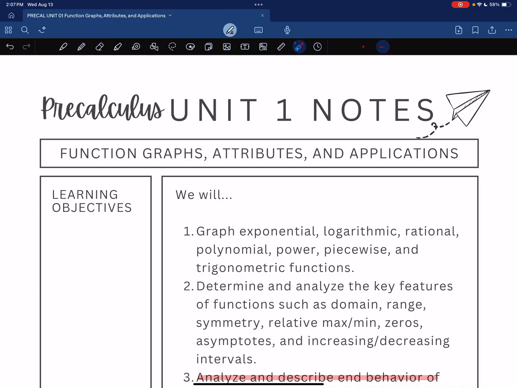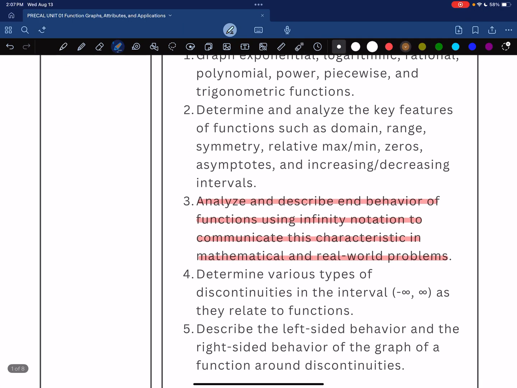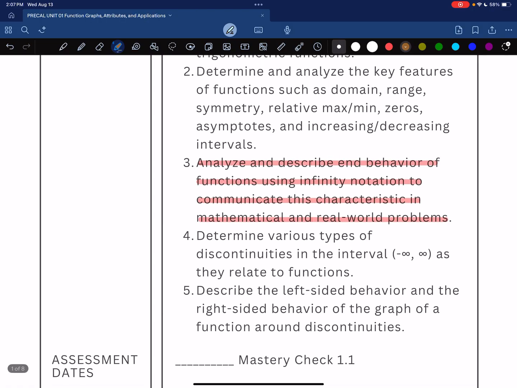We are in our Pre-Cal Unit 1 looking at function graphs, attributes, and applications. And our learning objective in this video is this fourth one listed: to determine the various types of discontinuities in the interval from negative infinity to infinity as they relate to functions.